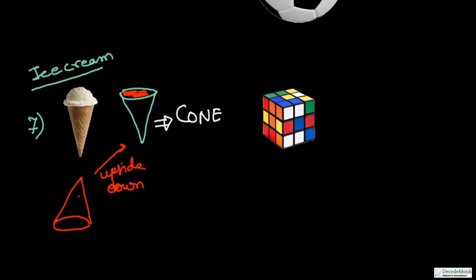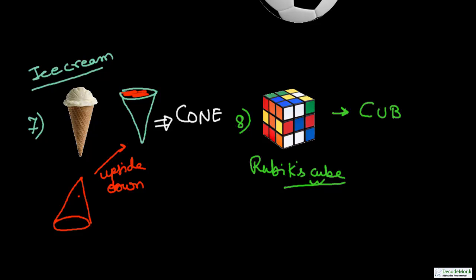Coming on to the last in the question, the eighth one, this is a Rubik's cube. It is very fun to play, where you have to arrange similar colors on one side of the cube. From the name itself, you can understand that this object is cubical in nature. Its shape is cubical, and the shape name is cube. All the edges are of equal length in case of a cube.